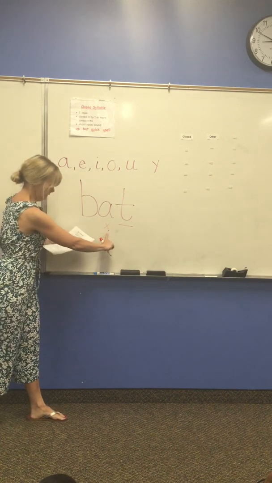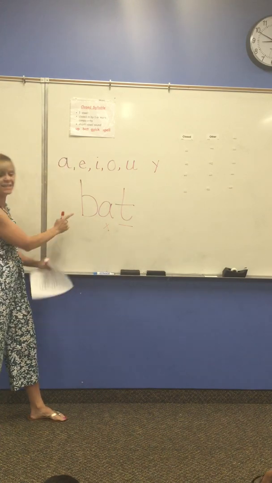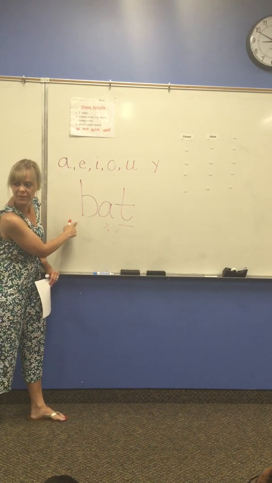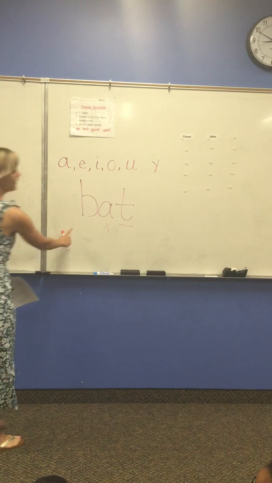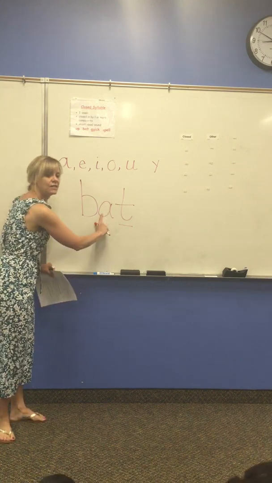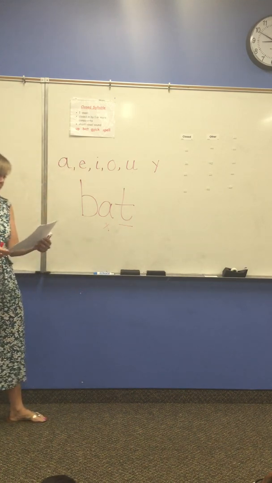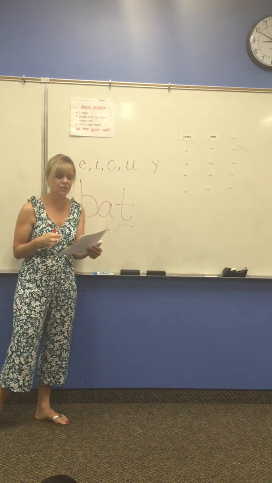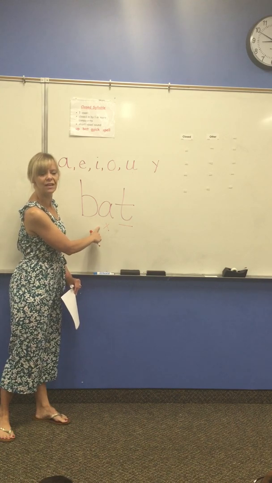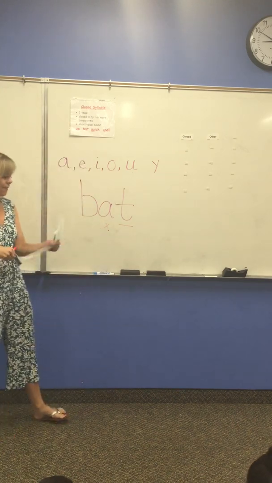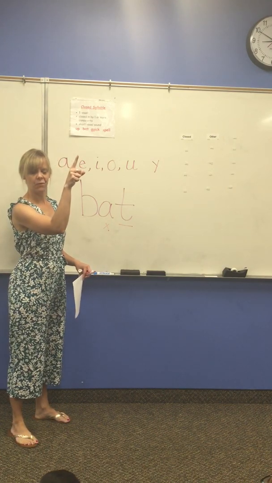When there is one vowel and it's closed in at the end by a consonant, then this is a closed syllable. What kind of syllable, everyone? Closed. A closed syllable, because there's one vowel and it's closed in at the end. In a closed syllable, the vowel sound is short. What's the short sound of A again? Ah. Nice job.